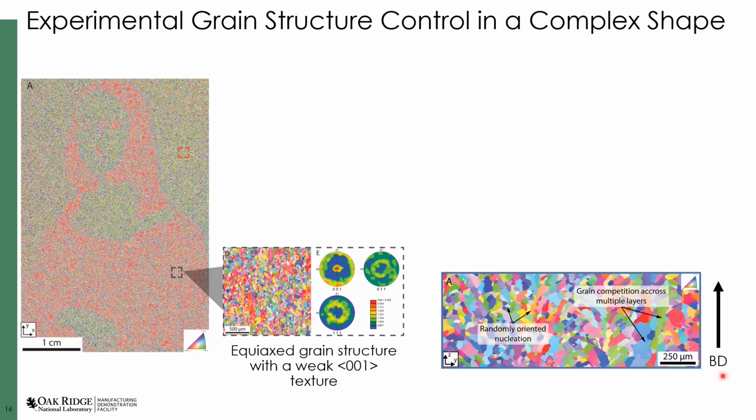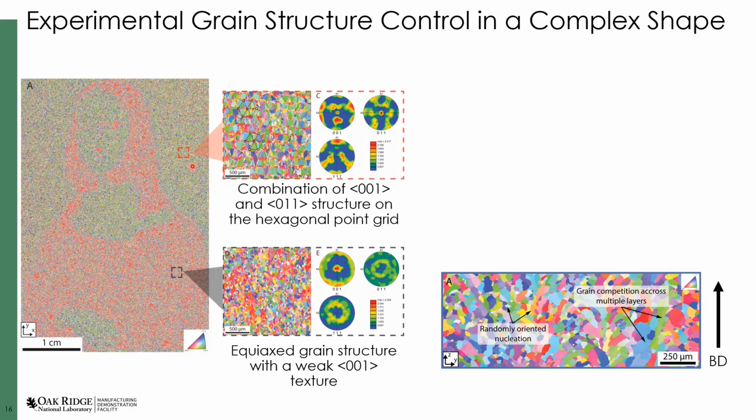We can also look at that in cross section, where the build direction is now up. And you can see that, yes, indeed, we're mostly getting these randomly oriented grains, though every once in a while we'll encourage a few grains to grow across multiple layers and give us this kind of weak texture.